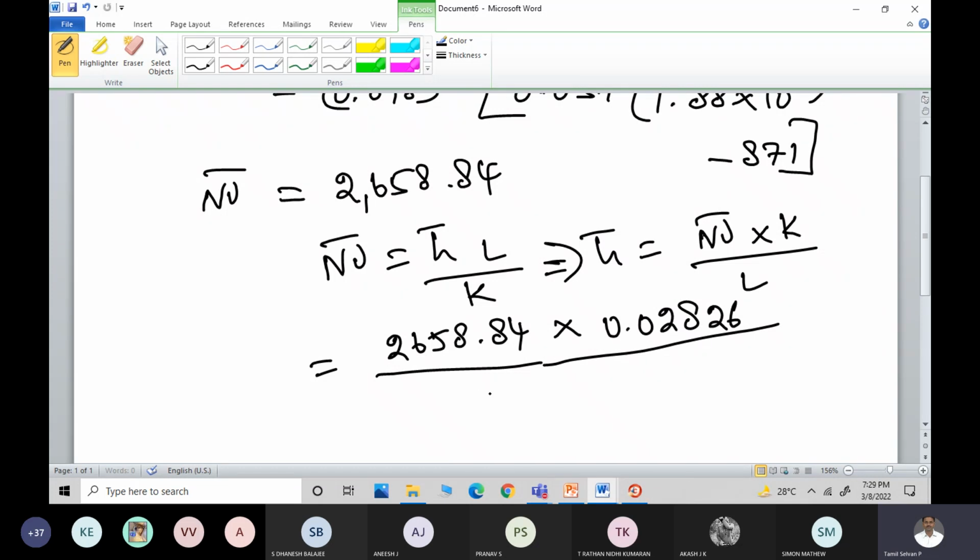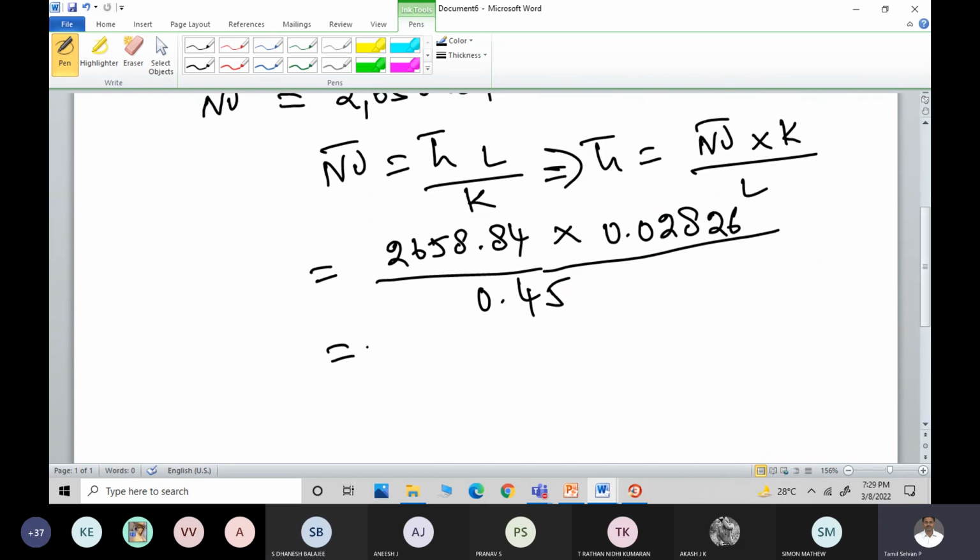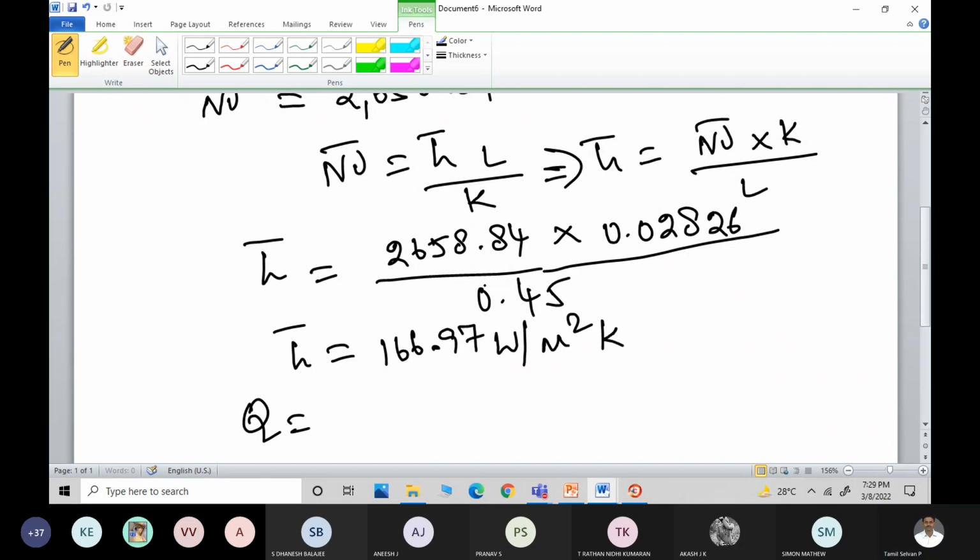Is it okay, students? Yes, sir. Okay, what is the average Nusselt number? We have come to the conclusion. How much is it? 166.97, sir. 166.97, again a dimensionless number. Sorry, this is h bar, right? I'm sorry, this is h bar in watt per meter squared Kelvin. Nusselt number is 2658.84, Nusselt number into thermal conductivity divided by length.